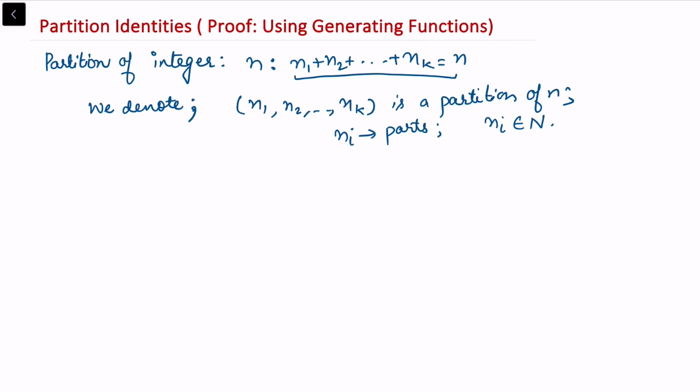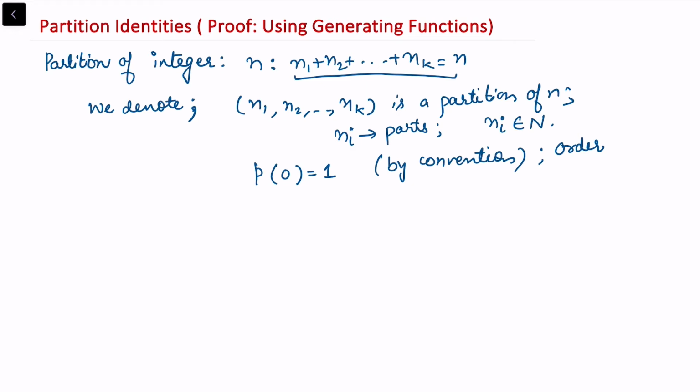In some cases we may say that partition of 0 is allowed. In that case, partition of 0 by convention we consider it as 1 because we are associating this with the generating function. But otherwise we consider that each part is a positive integer, and in this notation we also consider that order does not matter. We can write 1 plus 3 or 3 plus 1, they both are the same thing.